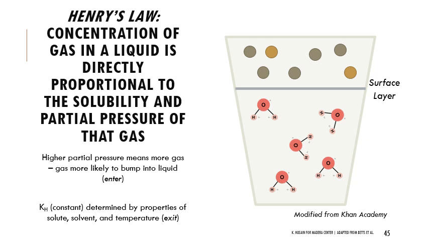So when we're looking at these, they're moving around, bumping around, and some of those green gases might make their way into the liquid. And some of them will bump away from the liquid, but it follows that the higher the concentration or partial pressure of those gases, the more likely they're going to enter into the liquid and cross the surface layer. Some of them might make their way in and then exit, but that exiting is also based on certain properties like properties of the solute, the solvent, and the temperature.